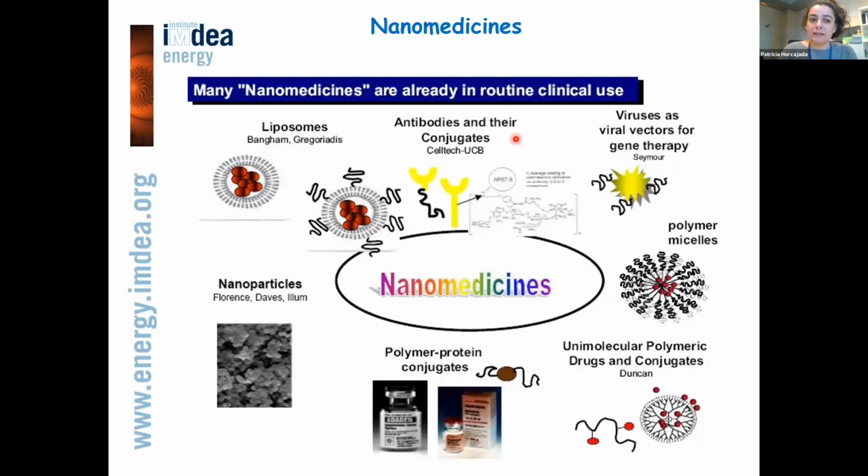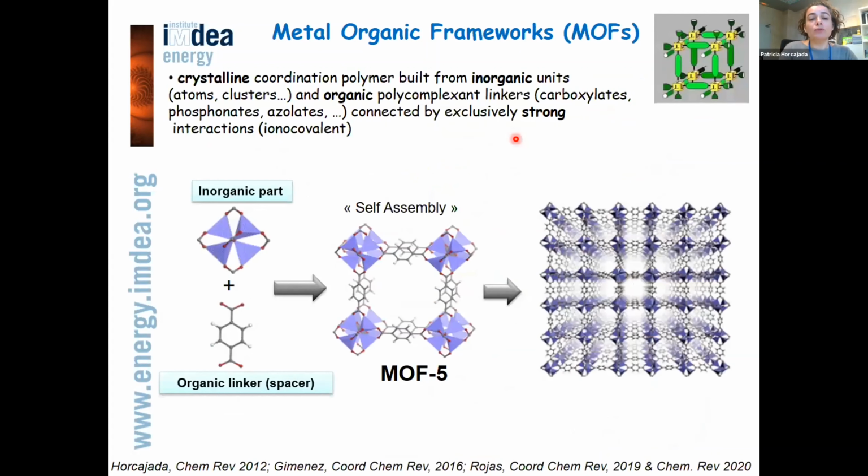Well, there are many nanomedicines that are already used in clinics. However, there are still a huge number of drugs or active components that fail in clinics because they are not successfully administered. It's for that reason that in 2006, we proposed for the first time the use of metal organic frameworks as an alternative method to deliver drugs.